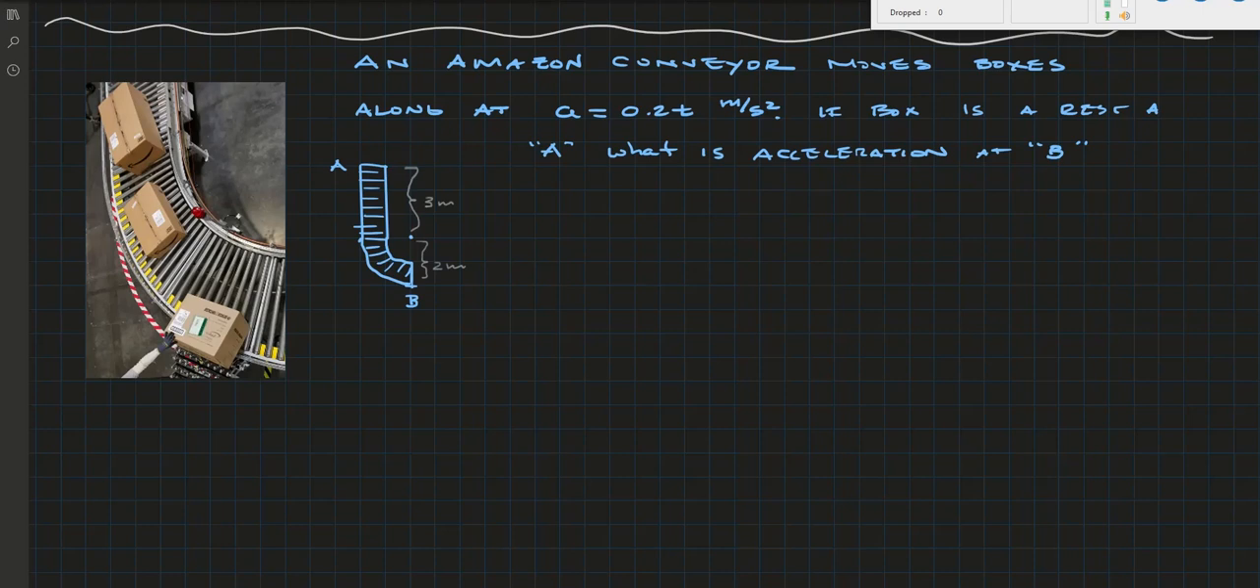Okay, let's analyze this problem using tangential and normal components for acceleration. So we've got an Amazon conveyor that moves boxes along at an acceleration of 0.2t meters per second squared. If the box starts at rest at point A, which is here, what's the acceleration at B?